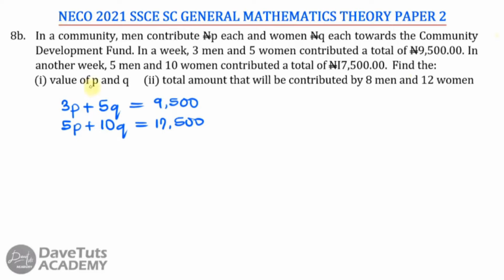Our mandate is to find the value of P and Q. So that can come out here since we are having a simultaneous equation in P and Q already. And then we have to find the total amount that will be contributed by 8 men and 12 women. No problem. Let's just see how that can be solved.